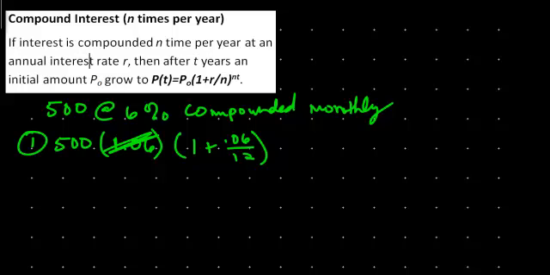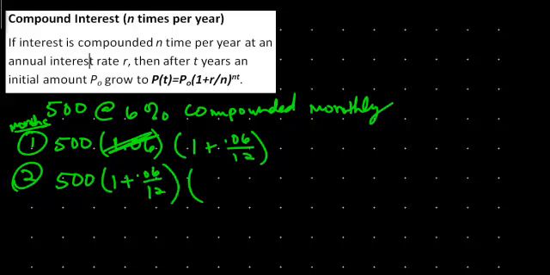You do that 12 times, and as a whole, you get a total of 6%. So these are months. At the end of month 2, you originally had 500 times 1 plus 0.06 over 12, and now you hit it with that again, 1 plus 0.06 over 12. That's going to square it.